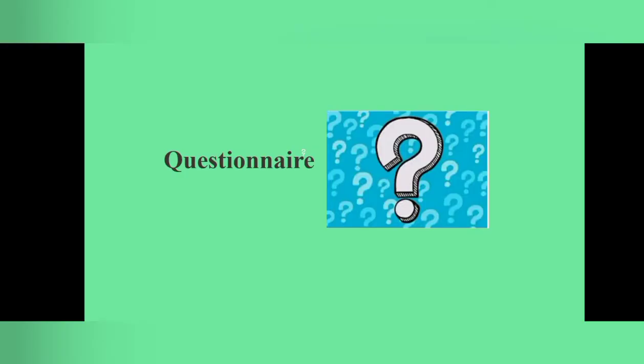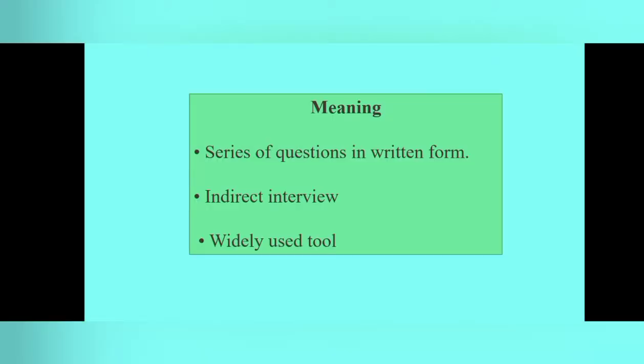Questionnaires. Now we are going to talk about the questionnaire, and we studied in the last video that there are two kinds of questionnaire in the journal: open-ended questionnaire and close-ended questionnaire. So what are questionnaires? The series of questions that are to be asked in written form from the respondent, and he is required to respond what he or she thinks about a particular issue. It's a sort of indirect interview, and it is a widely used tool.